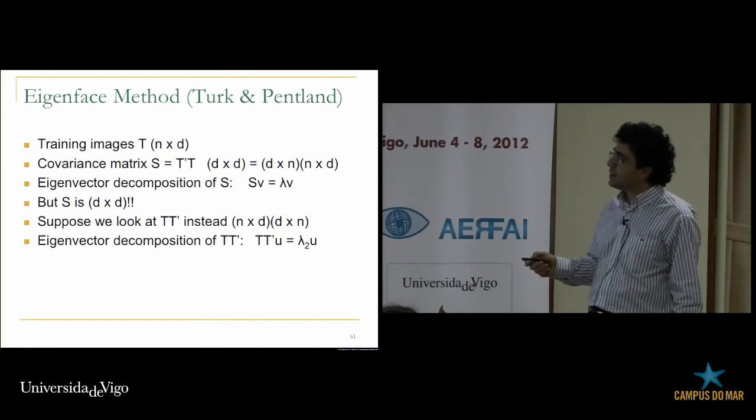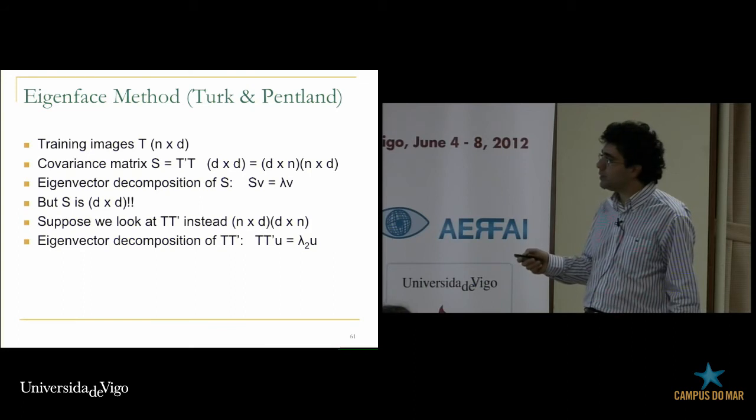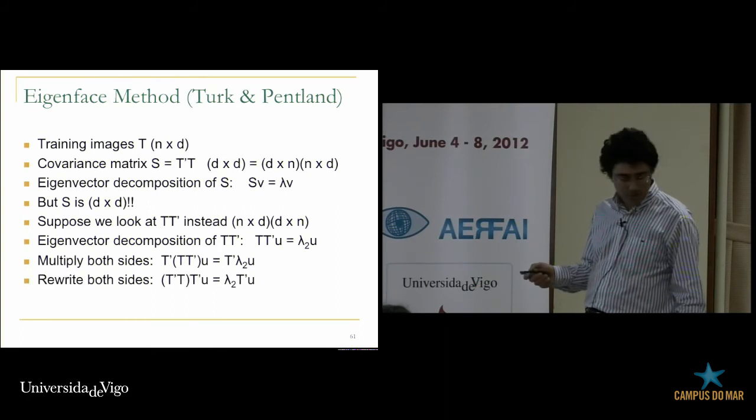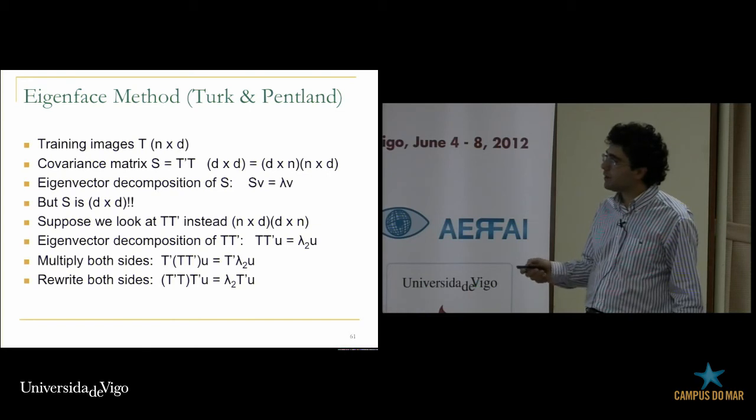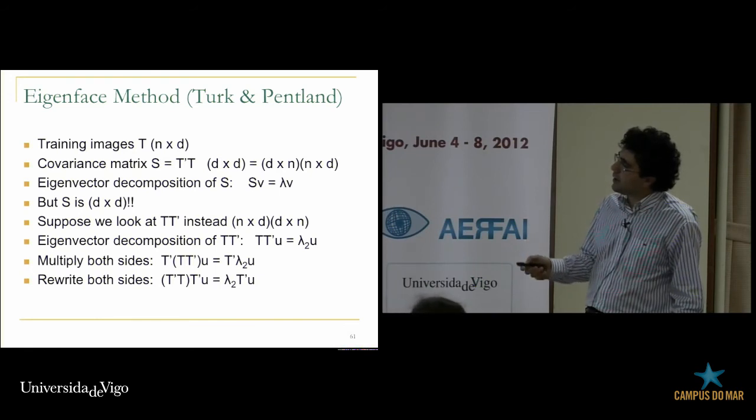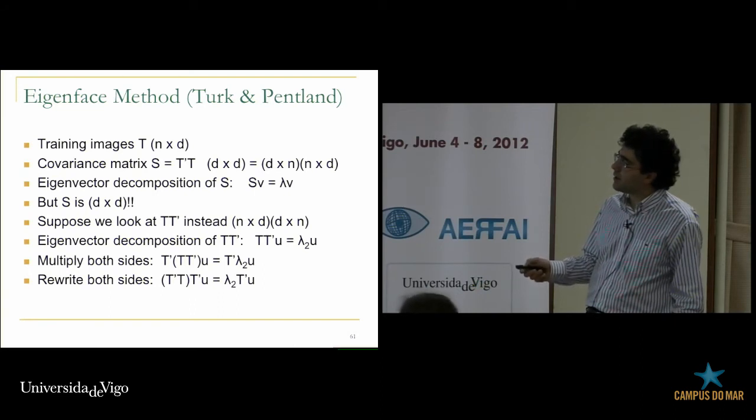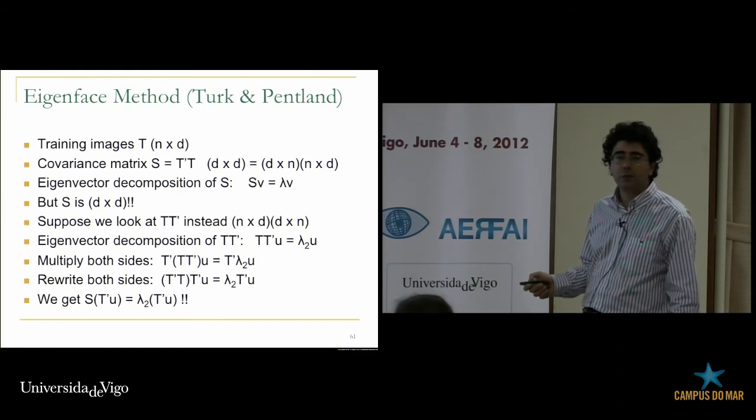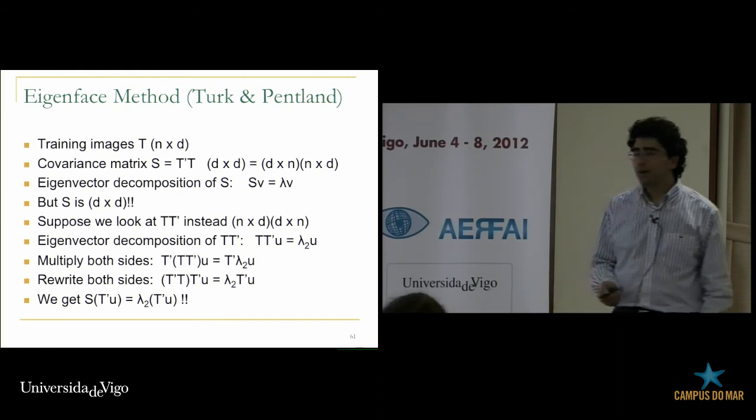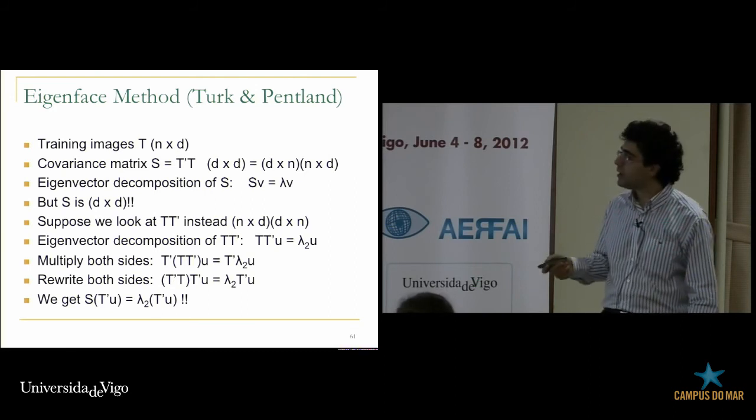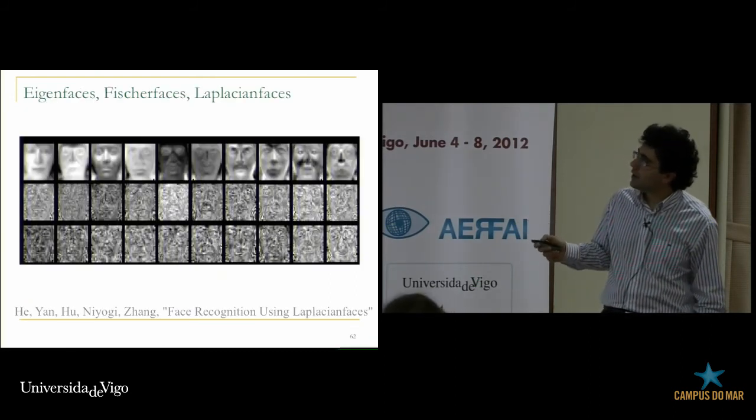What is the eigenvector decomposition of T T prime? It is T T prime U equals lambda U. I multiply both sides with T prime, and I rewrite both sides. This is a scalar, so I can take it in front. And what do I get? T prime T is basically S. And here I have a vector, here I have the same vector, and here I have lambda. That means this is actually the eigenvalue decomposition of S. Okay? So this idea was introduced by Kirby and Sirovich, but used by Turk and Pentland as well. And this is the famous eigenface method.